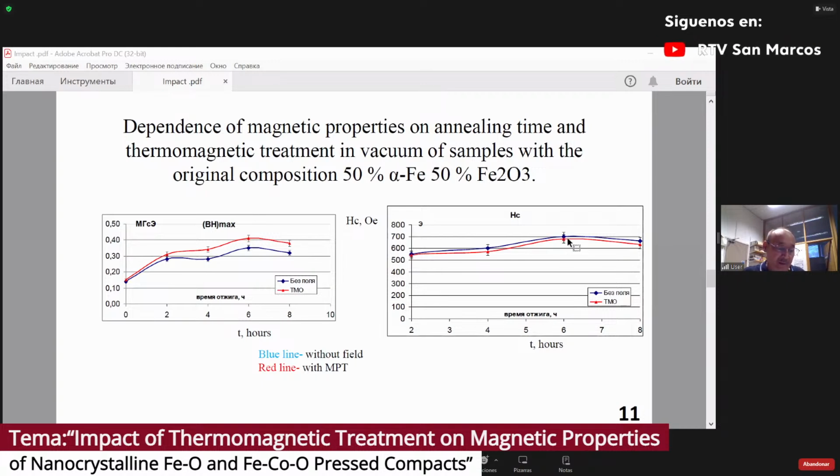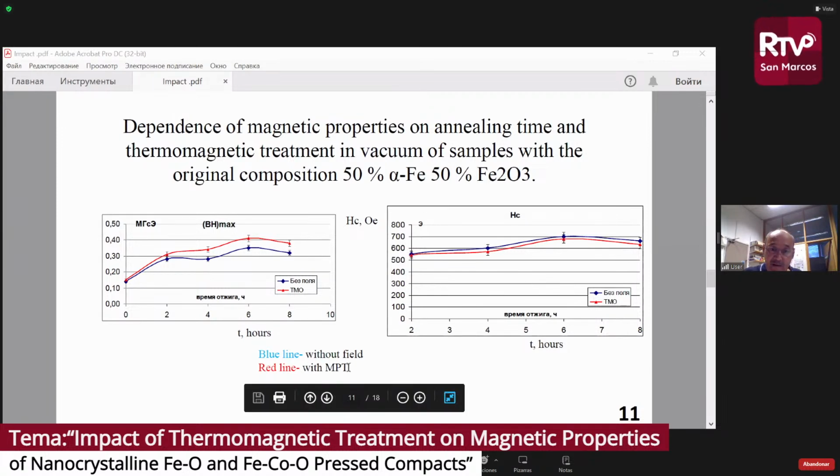It means that we can say that heat treatment of the alloys in a vacuum furnace at 250 degrees for 6 hours is optimal. The blue line is without field, the red line shows the MPT treatment.